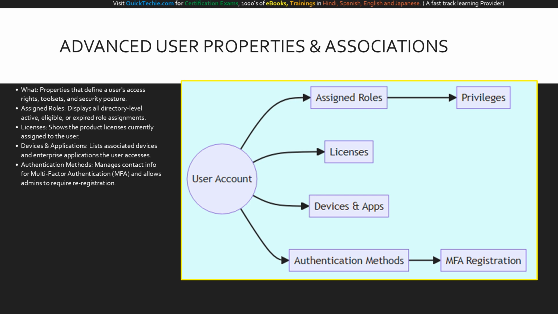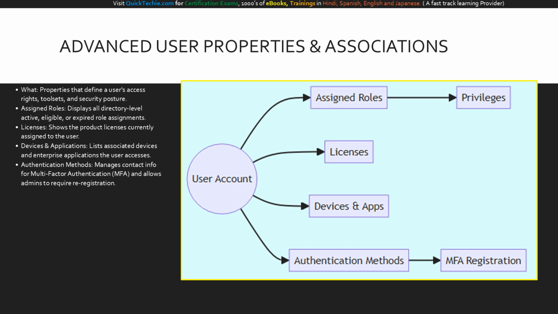Let's walk through this relationship diagram. The user account is at the center of our administrative universe. From the user account, we draw connections to 4 distinct advanced property areas. To the top right, it links to assigned roles, which in turn grants specific privileges. Below that, it links directly to licenses, dictating product access.